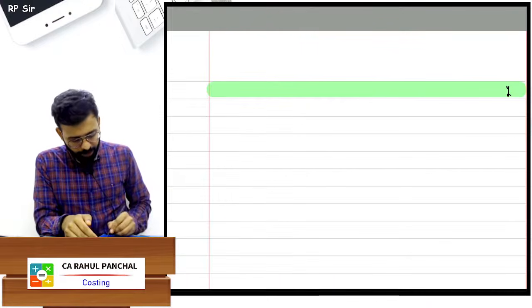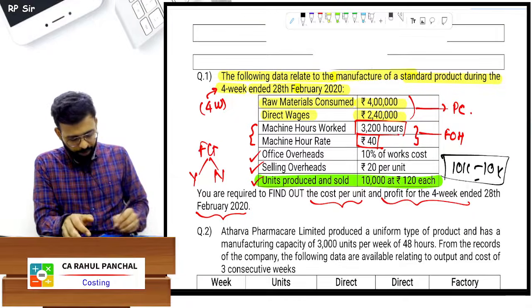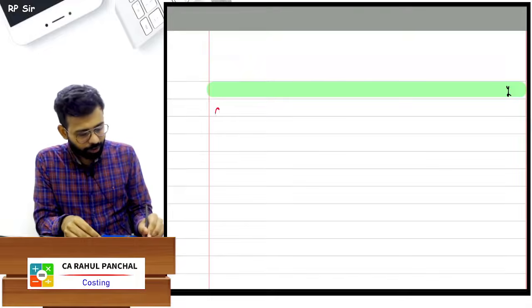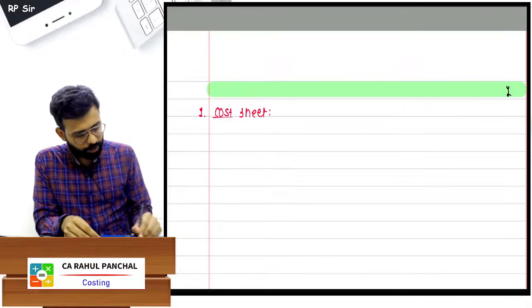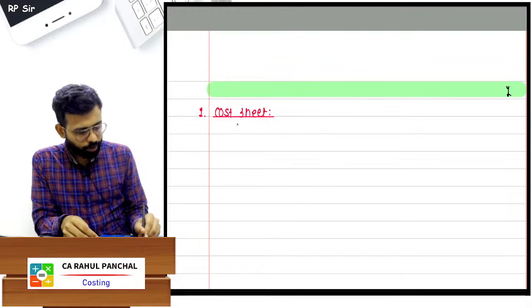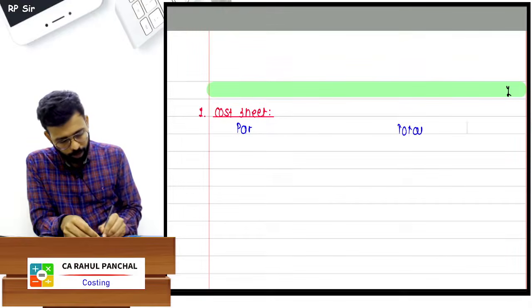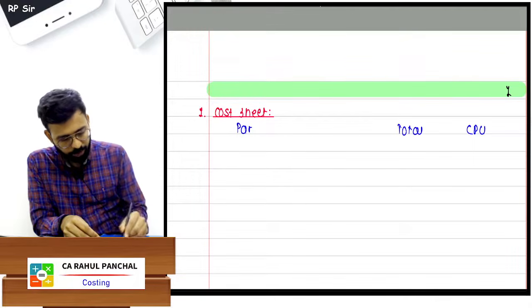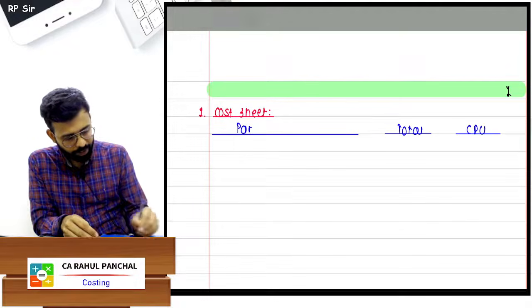Now let's make the cost sheet. What was asked at the end was that you are required to find out cost per unit and the profit, so you can just give the heading as cost sheet. When you give the heading as cost sheet, you will say particulars, then total, and a per unit column will come because data is given for units. There are 10,000 units. Let us write it down.